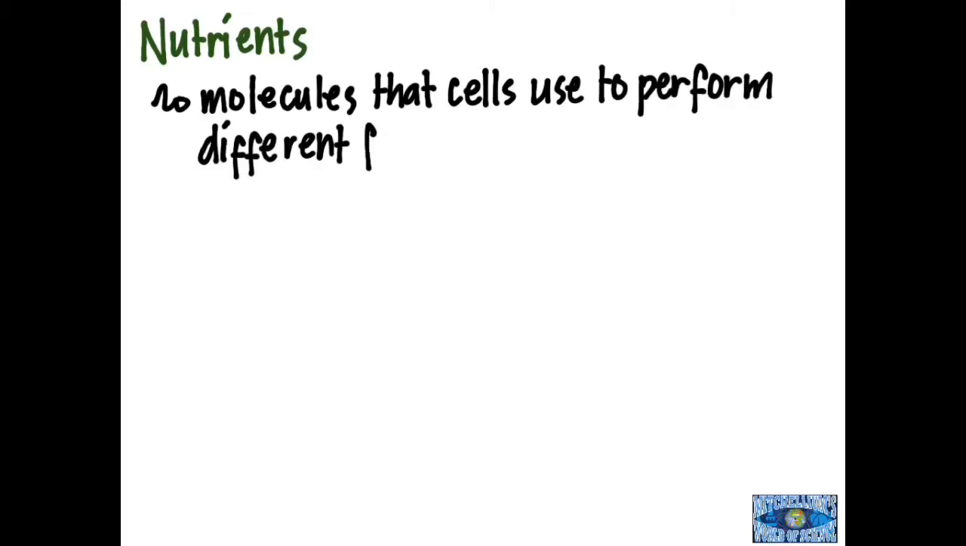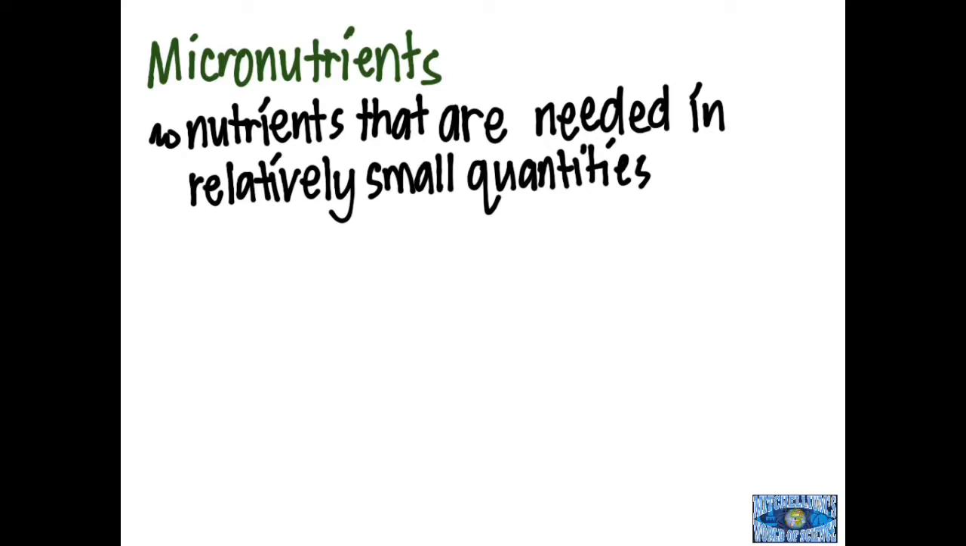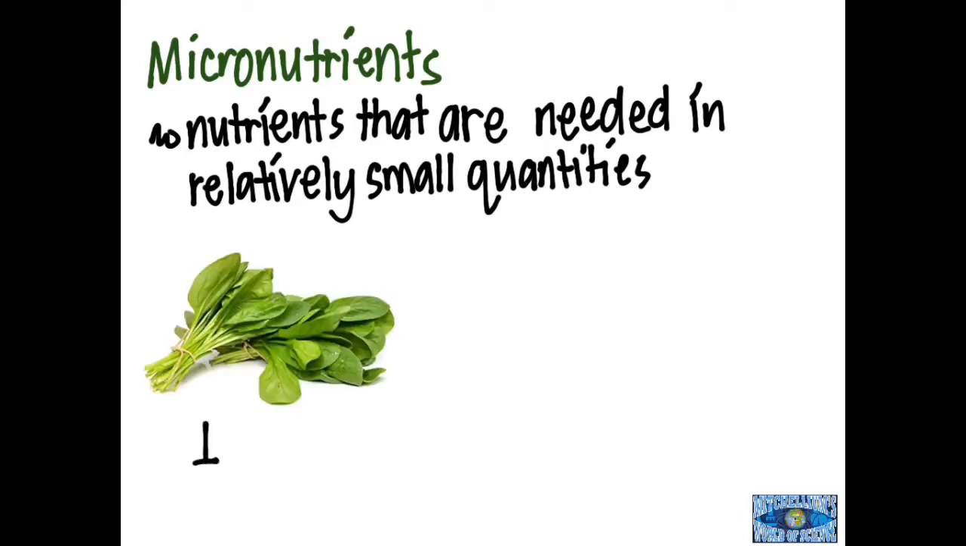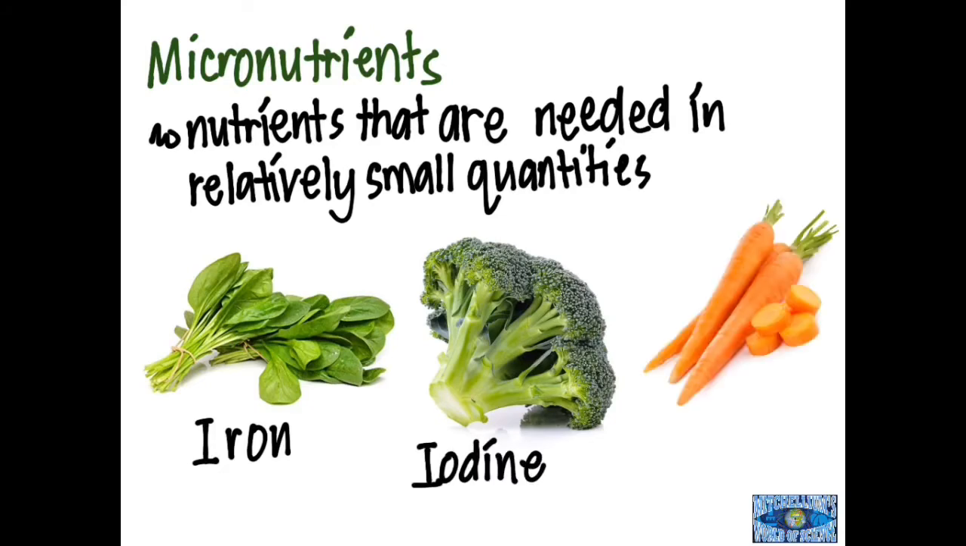The molecules that cells use to perform different functions and form different substances are called nutrients. There are many different types of nutrients that function in different ways. Some nutrients are needed in relatively small quantities. We call them micronutrients. Examples are spinach, which is high in iron, broccoli, which is high in iodine, and carrots, which are high in vitamin A.